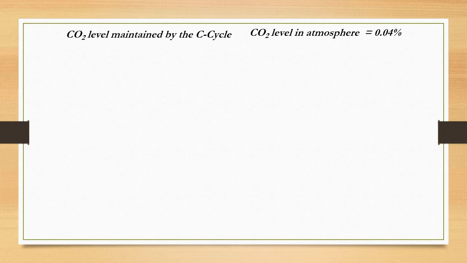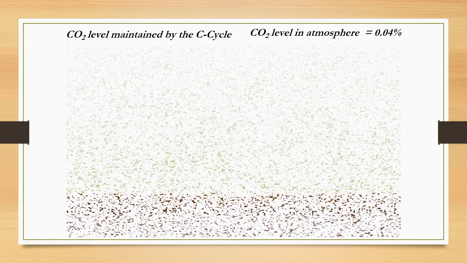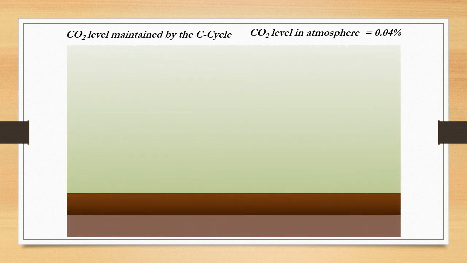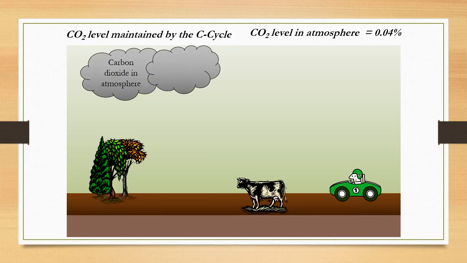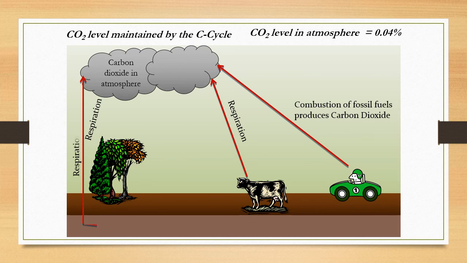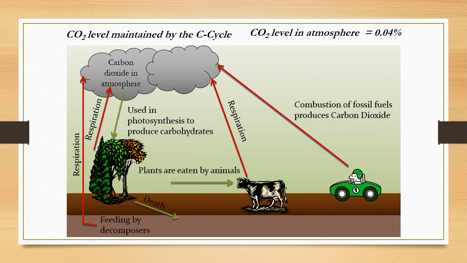And the carbon dioxide level is maintained by the carbon cycle, which we'll look at now in a little bit of detail so we have some understanding of how that's affected by global warming. The carbon cycle, which you'll be familiar with from biology, says that there's carbon dioxide in the atmosphere, and it's coming from respiration, combustion of fossil fuels, and respiration from decomposers. Plants die, they're eaten by animals, and this all causes carbon dioxide to be formed from respiration.